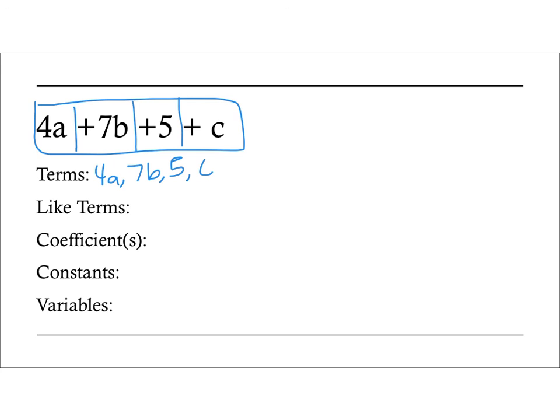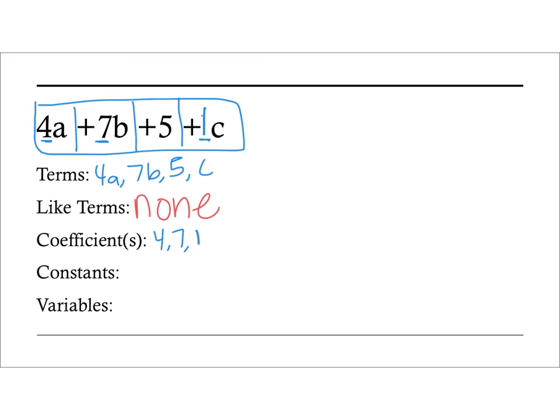Do I have any like terms? Well, I've got an a, I've got a b, I've got a constant, I've got a c. I actually don't have any like terms here, so that's going to be a no. We have none. Coefficients, those are going to be my co-pilots, so my numbers that are right next to my variables. So I've got a 4, I've got a 7, and then don't forget there's an imaginary 1 right in front of my c, so I also have a coefficient of 1.